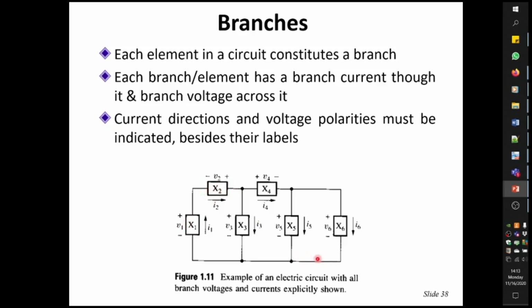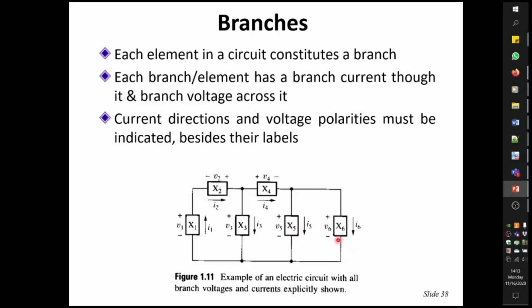Similarly, if you look at these 2 branches, they are different branches, but they are in parallel, because one end of this branch is connected to one end of this branch, and the other end of this branch is connected to the other end of this branch. And therefore these 2 branches are in parallel.